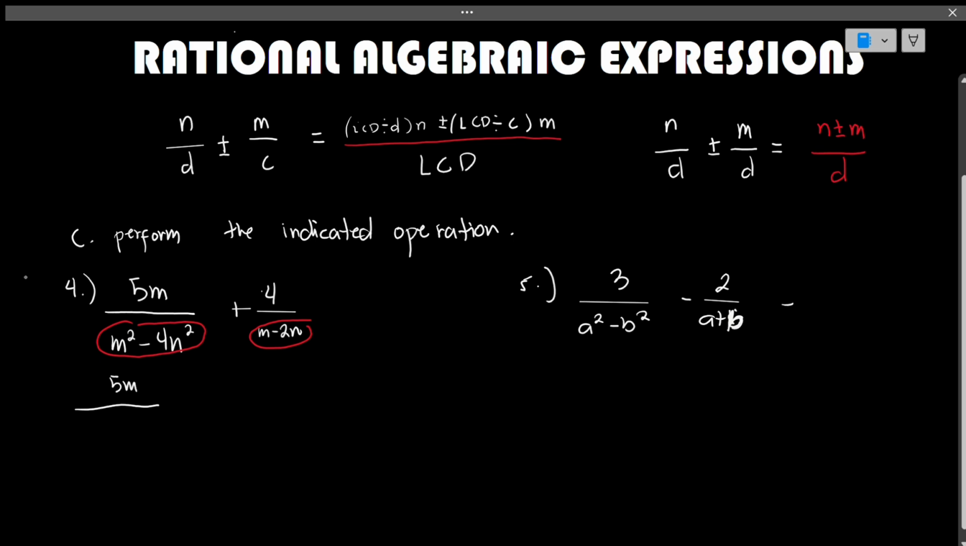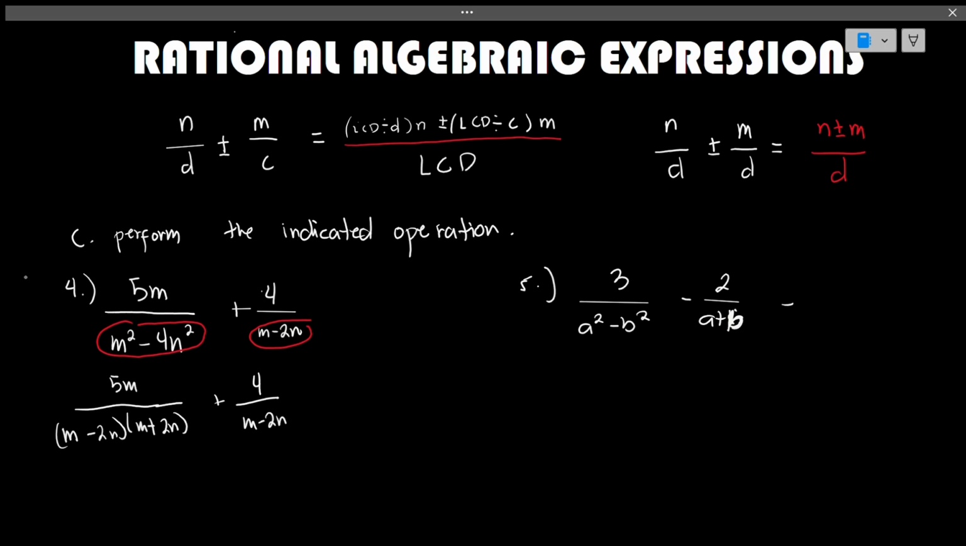As you can observe, the first term is a perfect square, 4 is a perfect square, and n is also a perfect square. Therefore, this is an example of a difference of two squares. The factor for this is m minus 2n times m plus 2n, plus 4 over m minus 2n.